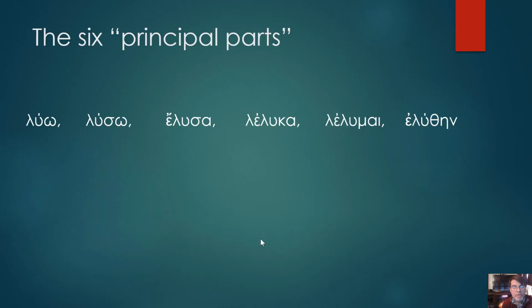And the reason why we talk about 6 principal parts is because if you know these 6 parts, then you can recognize this word wherever it appears. Because these are the 6 chassis. Every form of this word is built on one of these chassis. So the first one, luo, is the present stem, the present chassis. And off of this present stem is built both the present tense and the imperfect tense.